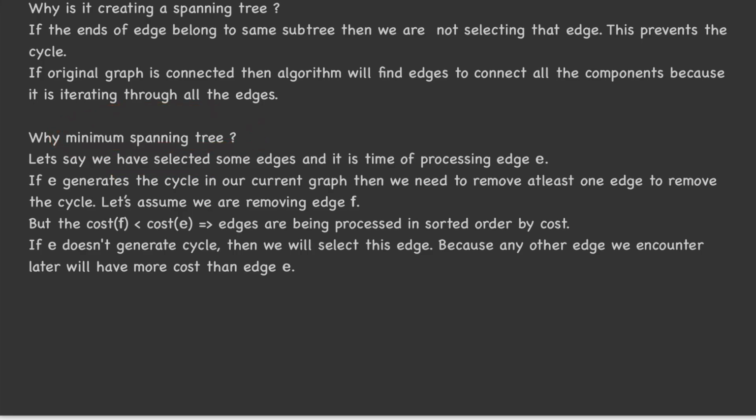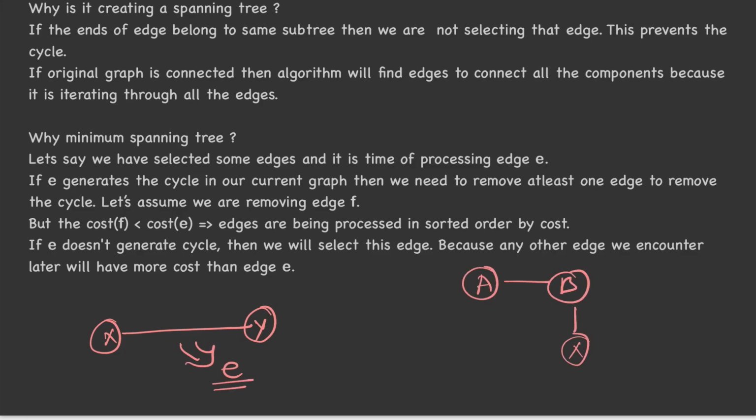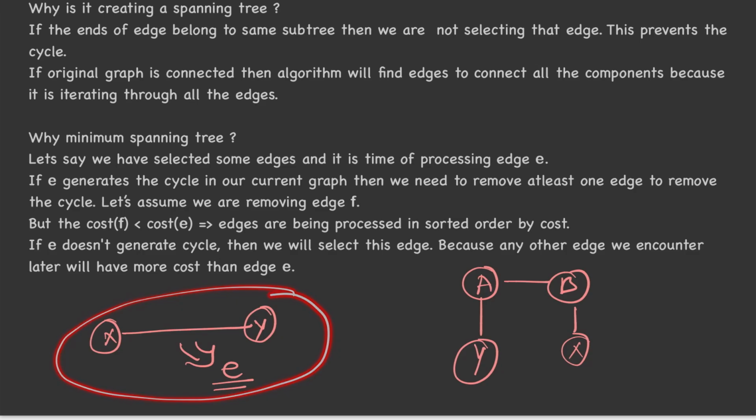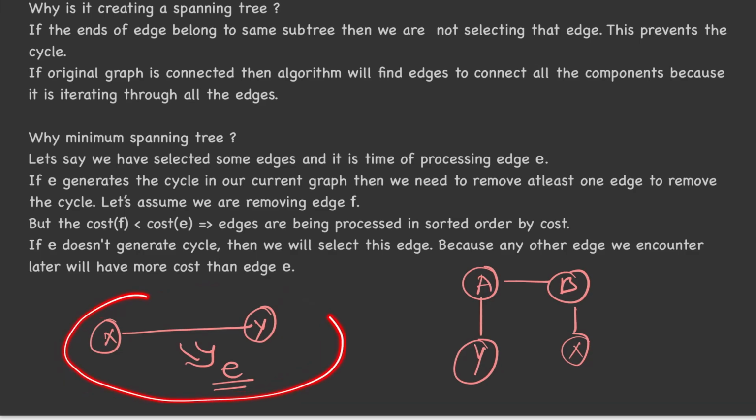Let's say we have selected some edges and we already have some kind of a tree with us, and it is time of processing an edge E. Let's say you have an edge here which is E, which is connecting X to Y. Let's call this edge E. And let's say you have nodes A, B, X, and here you have Y. All of them are actually connected already. So the main question here is, are we going to consider this particular edge for our minimum spanning tree or not?